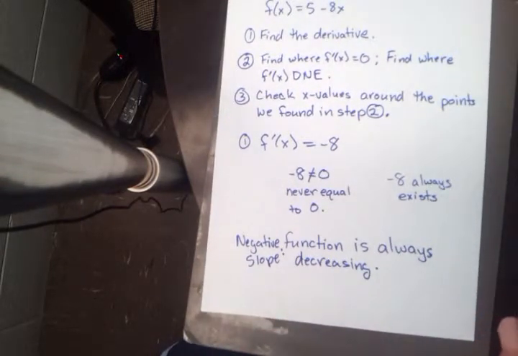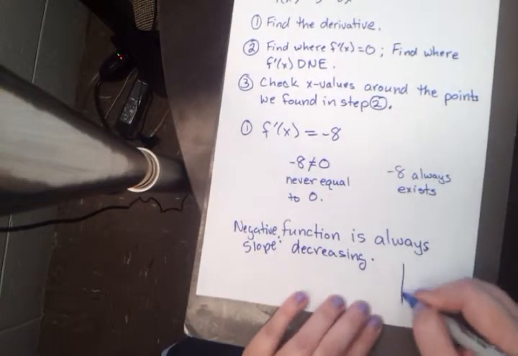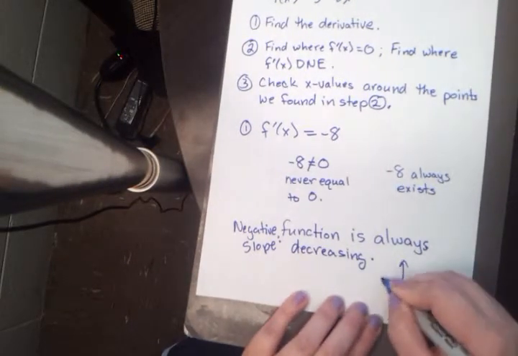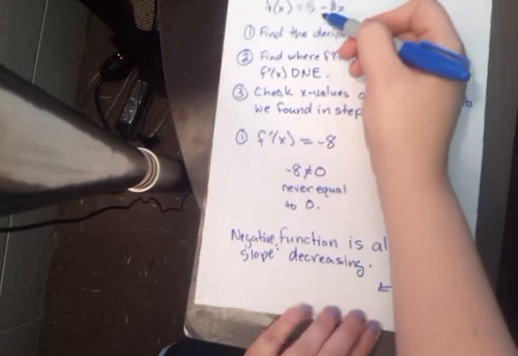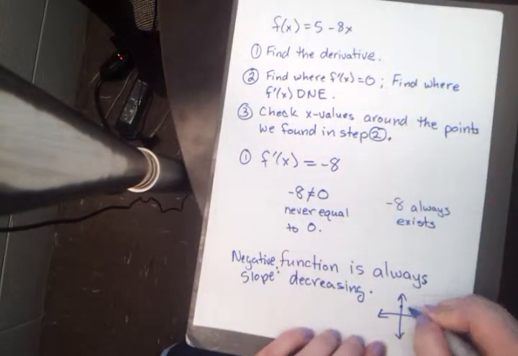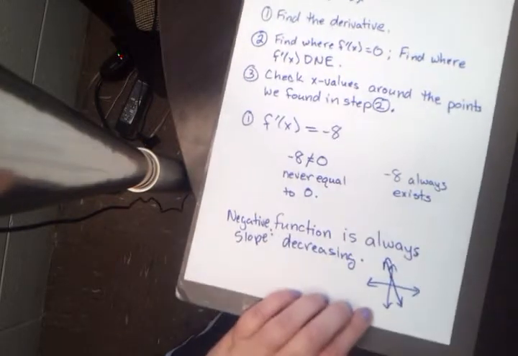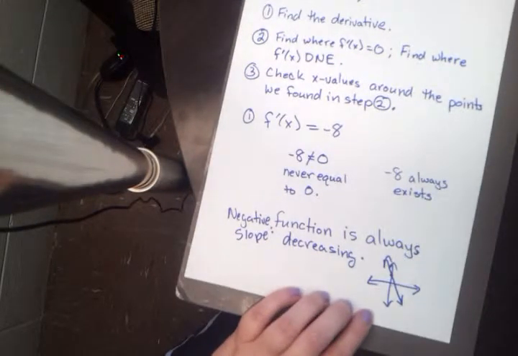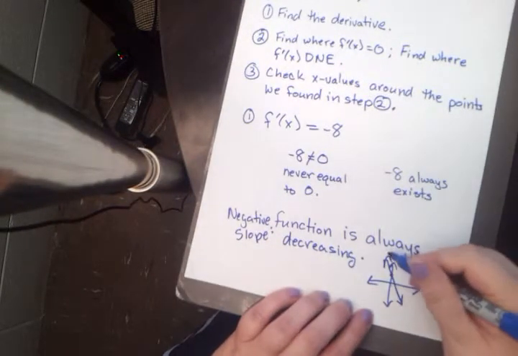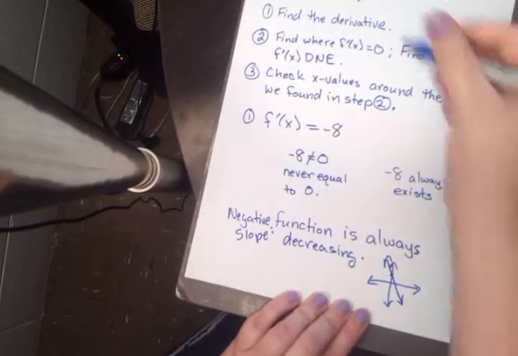And if you wanted to draw a picture of this function, you could, and you would see that, because what this function looks like, if I try to draw it out really quickly, I know that my y-intercept is going to be at 5, and I know it's got a slope of negative 8. It's just a straight line down, okay? So since it's just a straight line down, it's always decreasing. So that kind of makes sense.